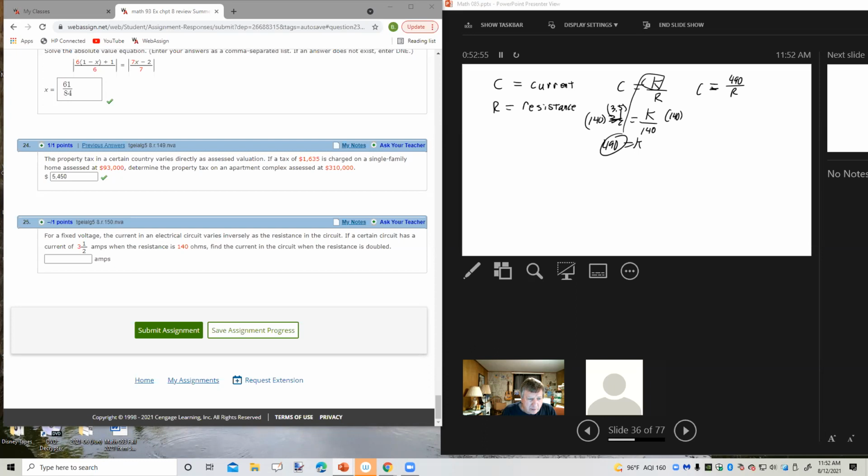Find the current in the circuit if the resistance is doubled. So instead of being 140, it's going to be 280. Okay, so 490 divided by 280 is 1.75 amps. So here we go, 1.75 amps.